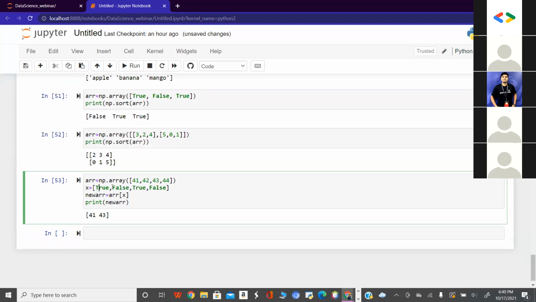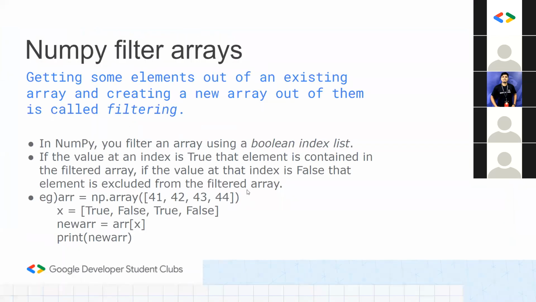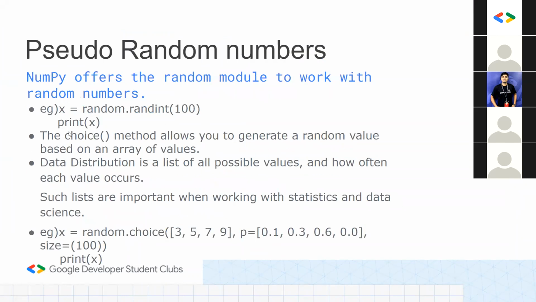Now notice that wherever it is true, it prints out that. Here it is true in the case of 41 and 43. In case of 42 and 44, it is false, so it doesn't print. So this is the functionality of filtering arrays using a Boolean index list. Now we are done with ND arrays.